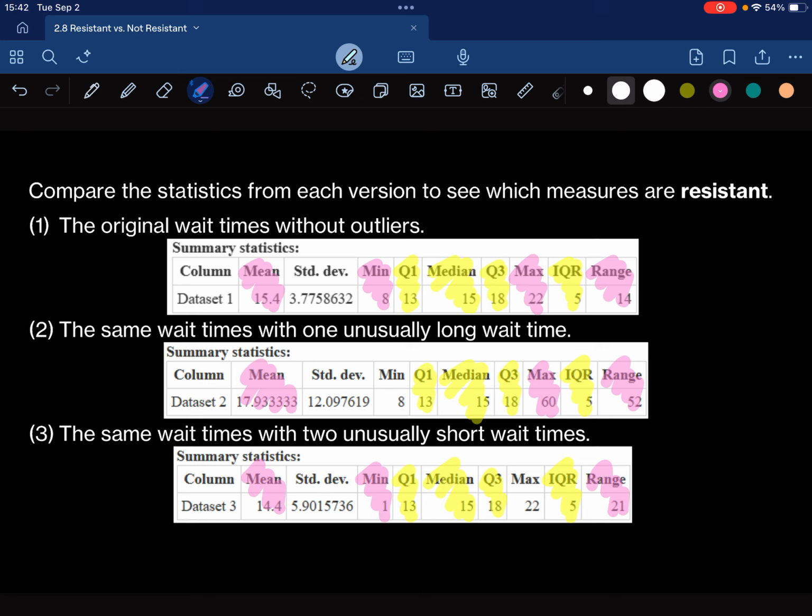The last one I'm going to talk about is the standard deviation. It's originally about 3.78. In both of the other data sets, it gets much larger, so an outlier will always increase a standard deviation. It always gets bigger when there's an outlier present because it's measuring the spread of the data set. Those four in yellow, the median, the first quartile, third quartile, and the interquartile range, are our resistant measures. And everything in pink, the mean, the standard deviation, the minimum, the maximum, and the range, are all of our not resistant summary statistics.